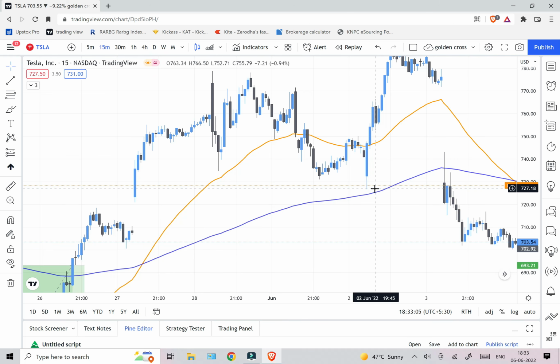So I hope I've made myself very clear on this setup. Low risk, high reward strategy.